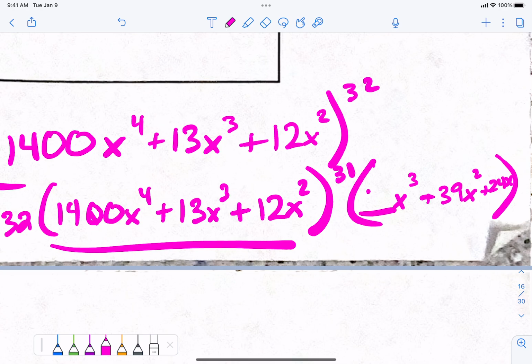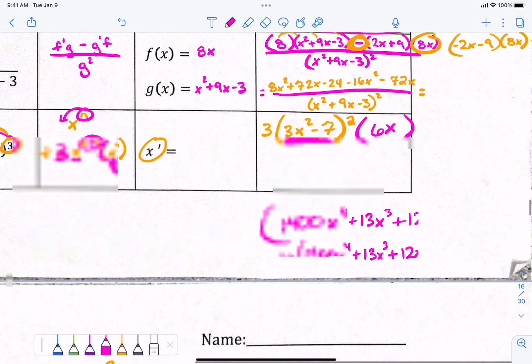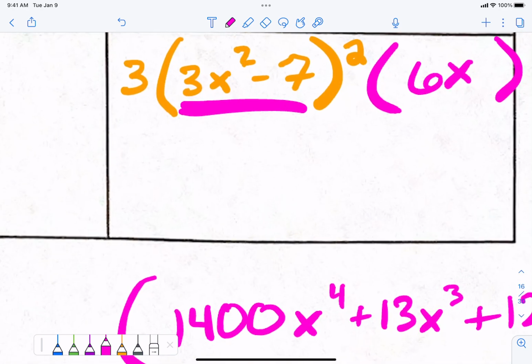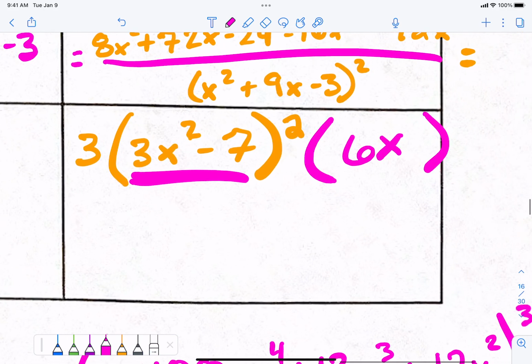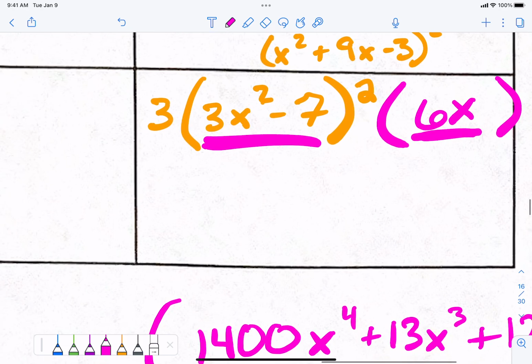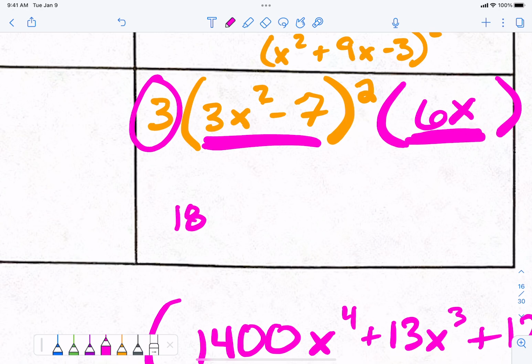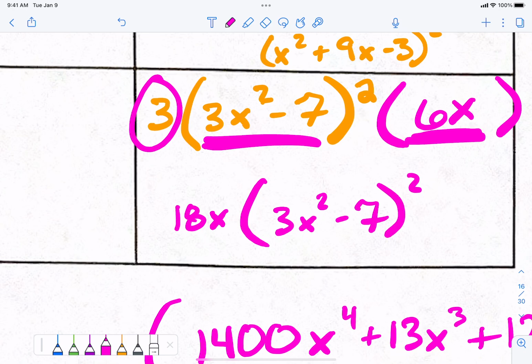So that's what we did here. We brought the 3 down in front, left the middle, took it to the 2nd power, and then this is the derivative of the inside. Now, the only thing I do to simplify is 3 and 6x can become 18x, and then I multiply by that stuff and we leave it. That's all I would do to simplify.